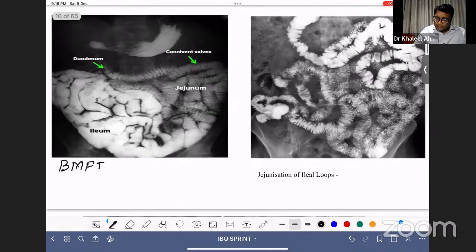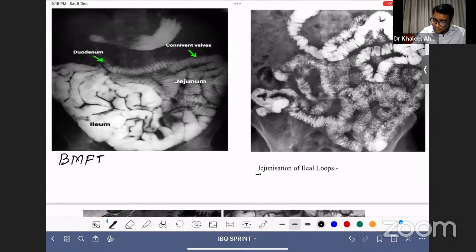Now let me see who can answer this. In which condition do you see jejunization of ileal loops? Look at the jejunum and the ileum. Look at the ileum. Instead of becoming featureless, it has become more feathery, like a jejunum. So there is jejunization of ileal loops. Anybody? The ileum is appearing feathery with a jejunum-like appearance. Anybody has heard of this?